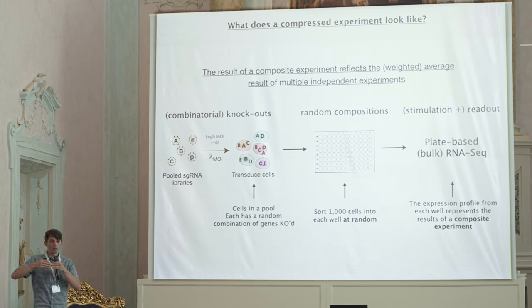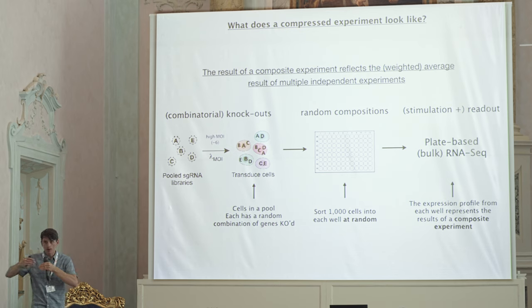So for example, it might tell you the average outcome if you were doing a genetic perturbation experiment and you were, in total, let's say, perturbing 100 different genes and then measuring outcome, could be fitness, could be RNA, whatever. A composite experiment might, for example, tell you the average outcome of a random subset of 10 of those experiments. So you wouldn't know the outcome of any one individually, but you'd know the average outcome of all 10 of them together.